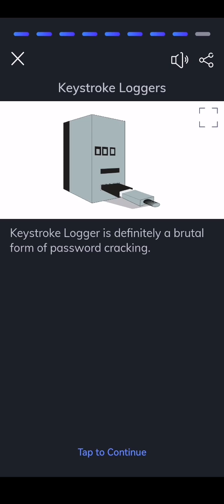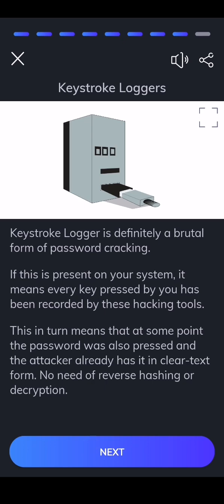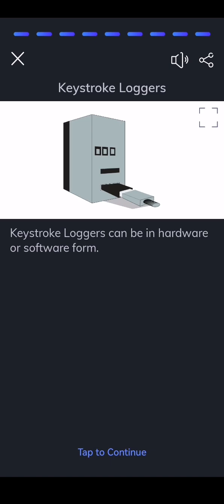Keystroke logger is definitely a brutal form of password cracking. If this is present on your system, it means every key pressed by you has been recorded by these hacking tools. This in turn means that at some point the password was also pressed and the attacker already has it in clear text form. No need of reverse hashing or decryption. Keystroke loggers can be in hardware or software form.